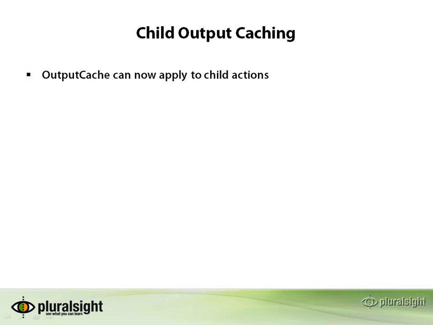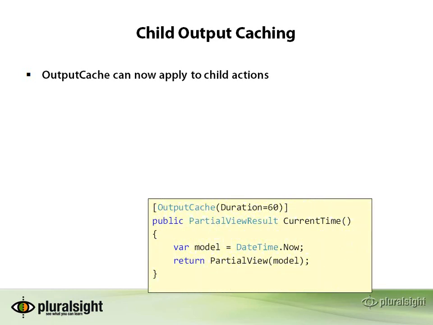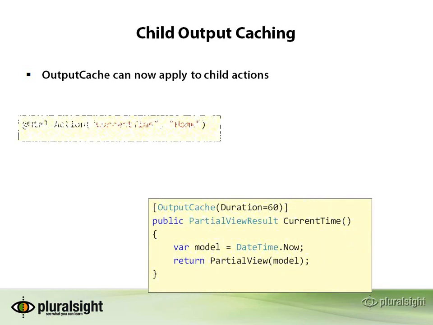The output cache attribute has been available since the first release of MVC, but up until MVC 3, we have not been able to apply the attribute to child actions. A child action is an action that is invoked by using Html.RenderAction or Html.Action helpers from inside of a view.